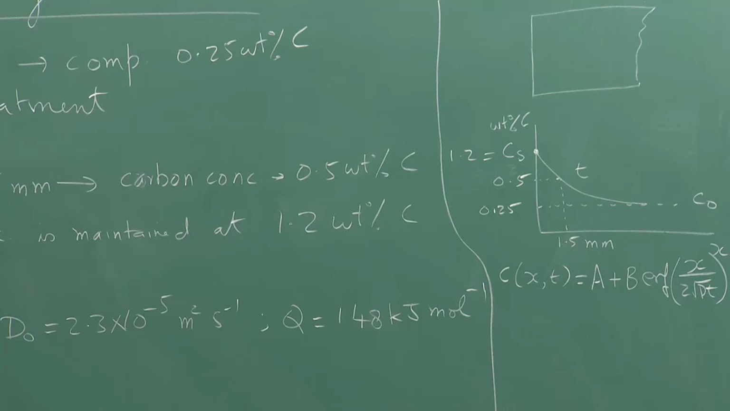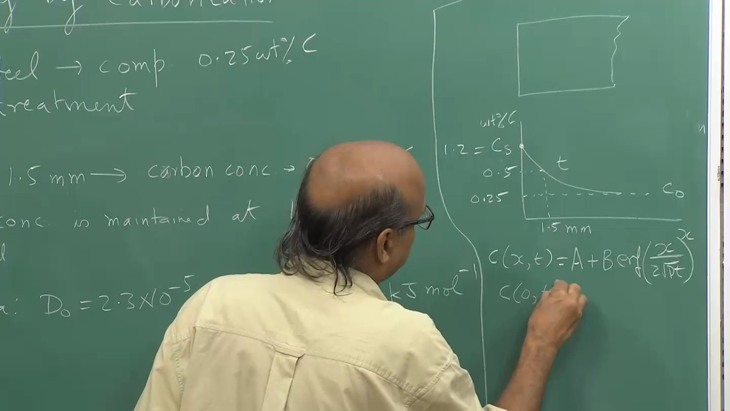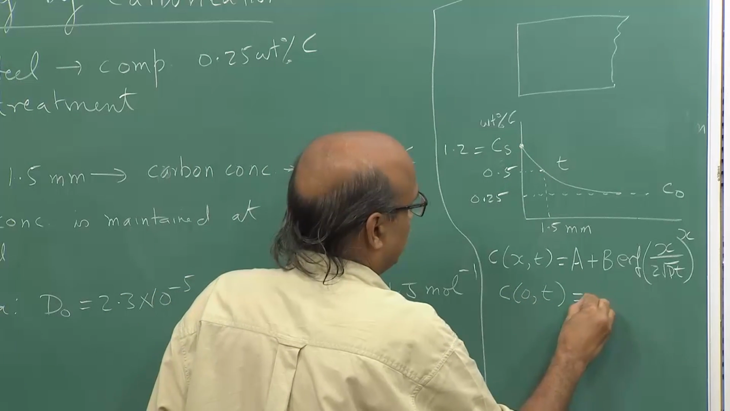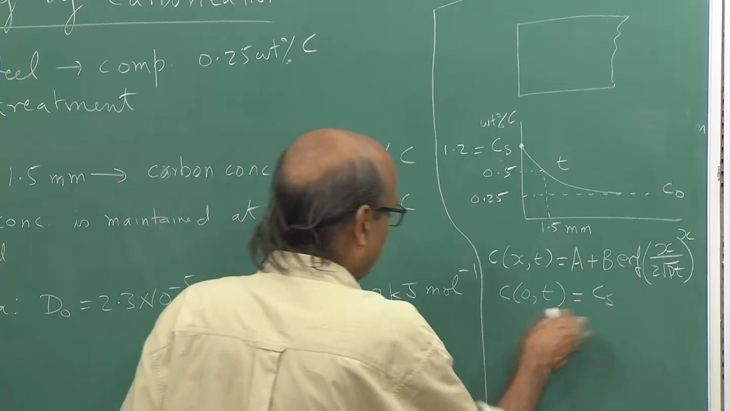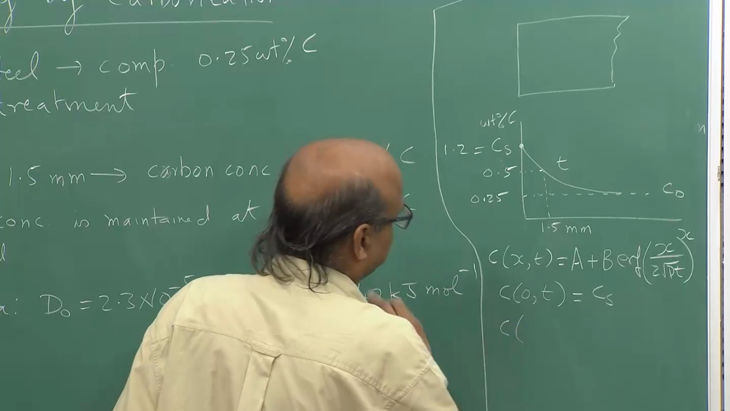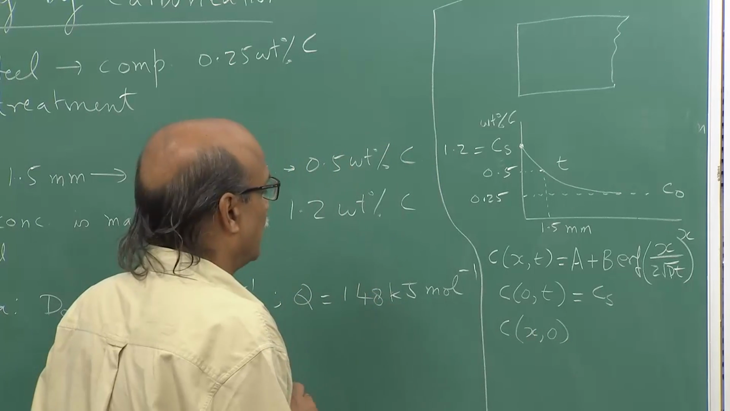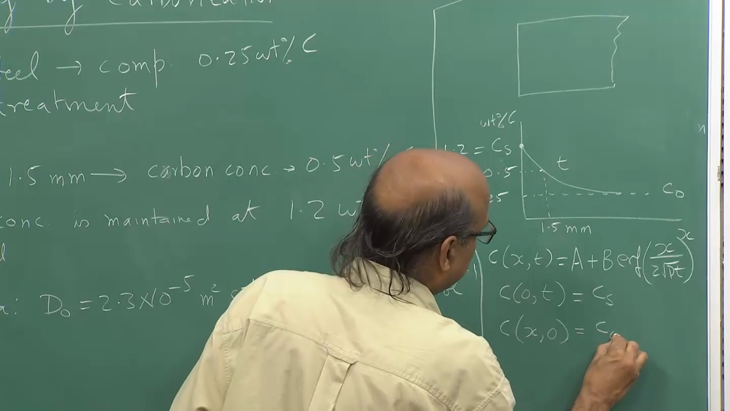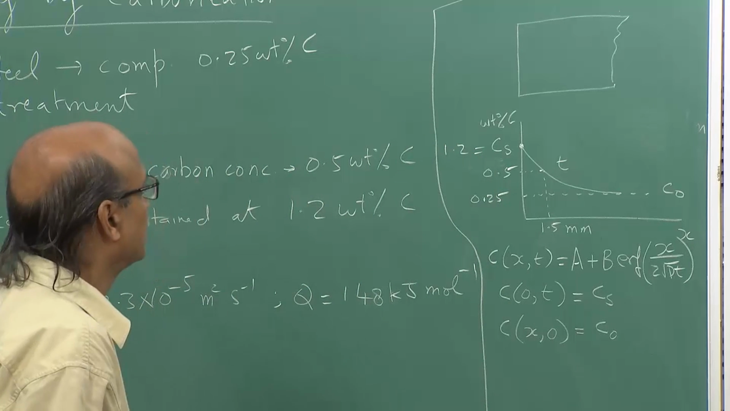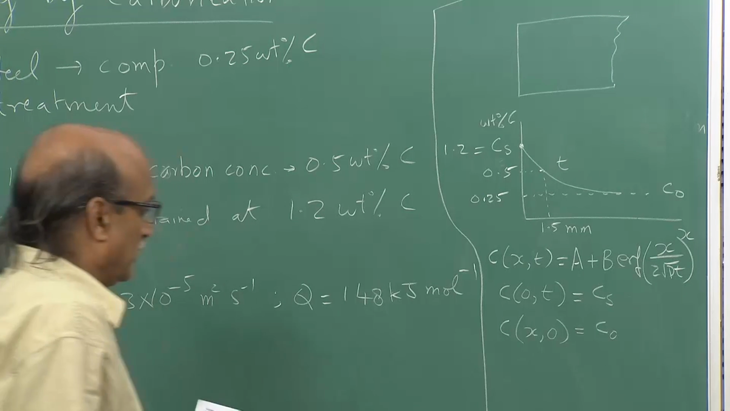Let me put a boundary condition that at x equal to 0 at any time t, the concentration is Cs, the surface concentration fixed by the atmosphere. Then there is an initial condition I can put: at t equal to 0, C(x,0) for x greater than 0, the concentration everywhere is the initial concentration of the steel C0, which is 0.25 weight percent.